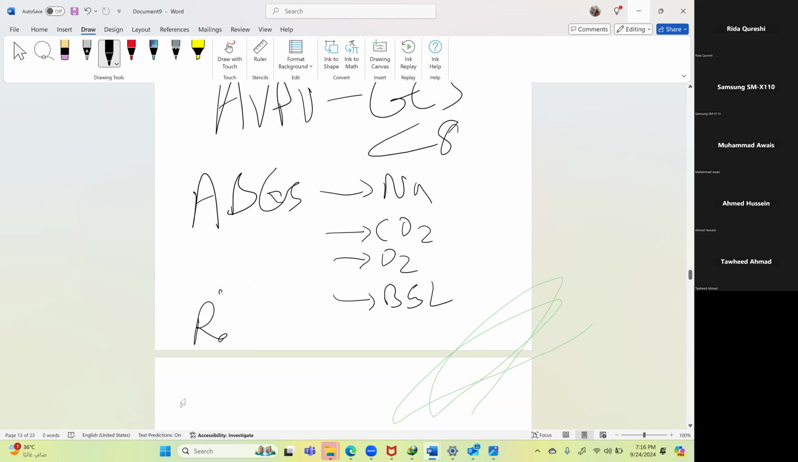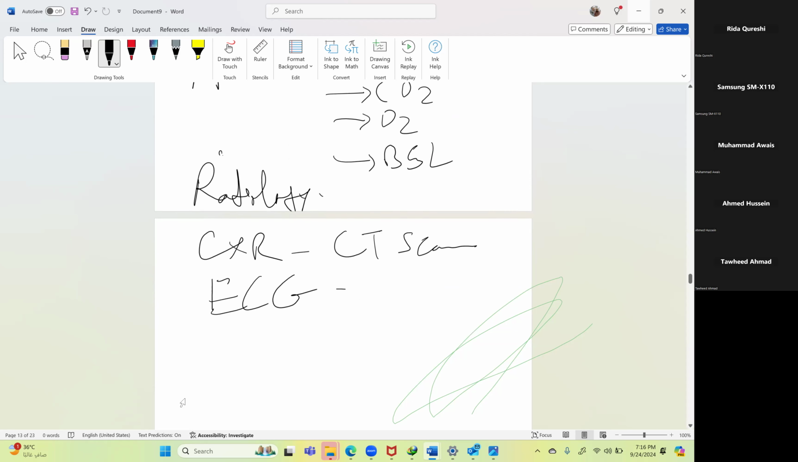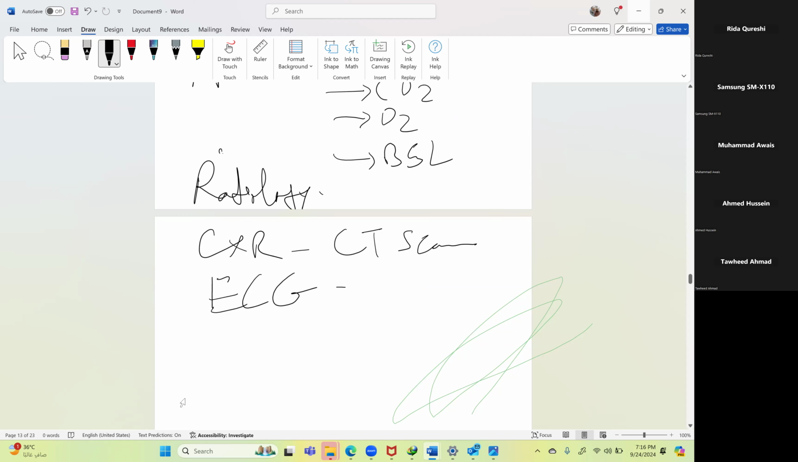You can have some radiological study. Chest X-ray will tell you something, and CT scan will tell you something, so you will be going further. You will have a 12 lead ECG to rule out any cardiac problem. So your approach will be airway, breathing, circulation, ABGs, looking at further steps one by one. Then definitive treatment may be there.